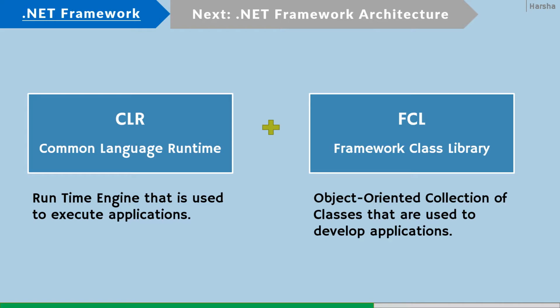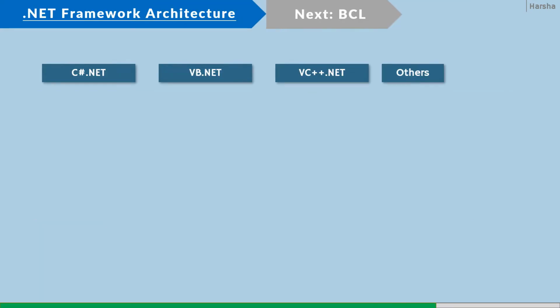So the question is how this CLR and FCL are arranged. Either FCL depends on CLR or CLR depends on FCL. And are there any subcomponents inside FCL? All these questions are answered by the .NET Framework architecture, which is also called as .NET Stack. And it is a collection of all components and languages that are available in .NET Framework. In other words, the pictorial representation about .NET Framework is called as .NET Framework architecture.